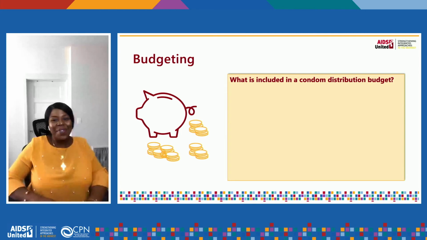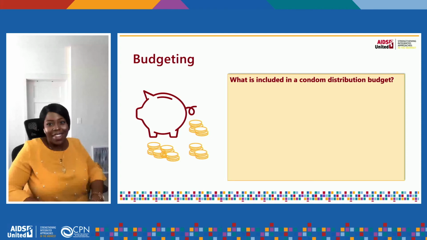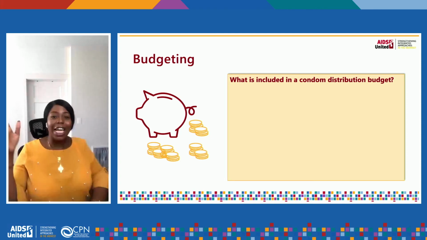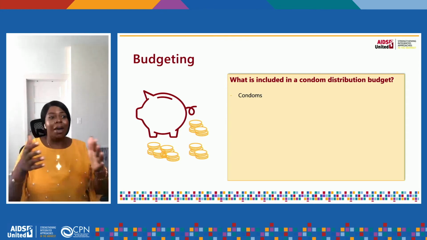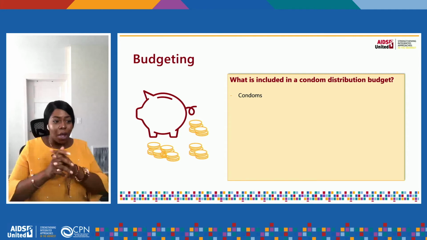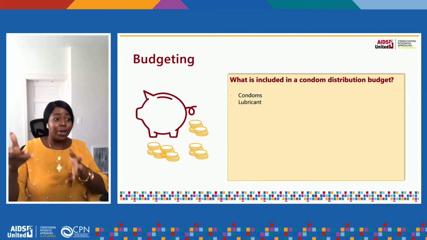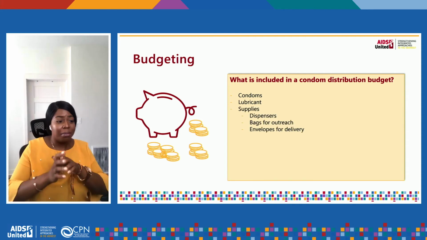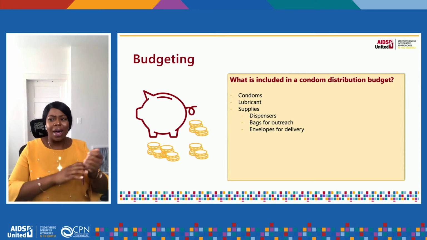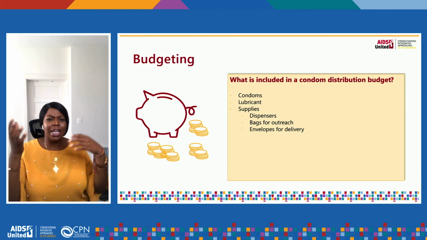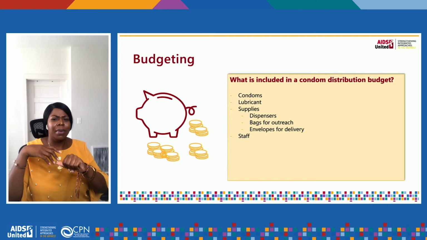So what is included in a condom distribution budget? In life, I just learned how to be a grown-up like 2 seconds ago, but in life, you have to budget everything, right? And in work, it's the same thing. The first thing is condoms. The next thing is lubricants, supplies, what type of dispensers, how are you going to package these condoms? Are they going to be shipped? Are they going to be given out into the community? Is it going to be part of an outreach effort?